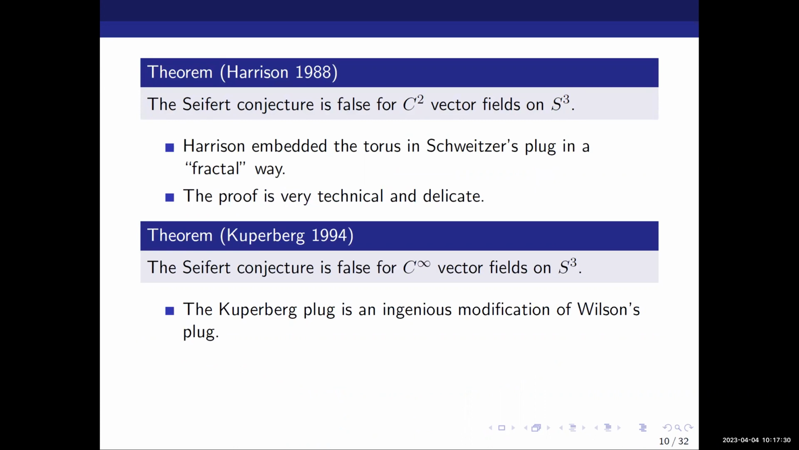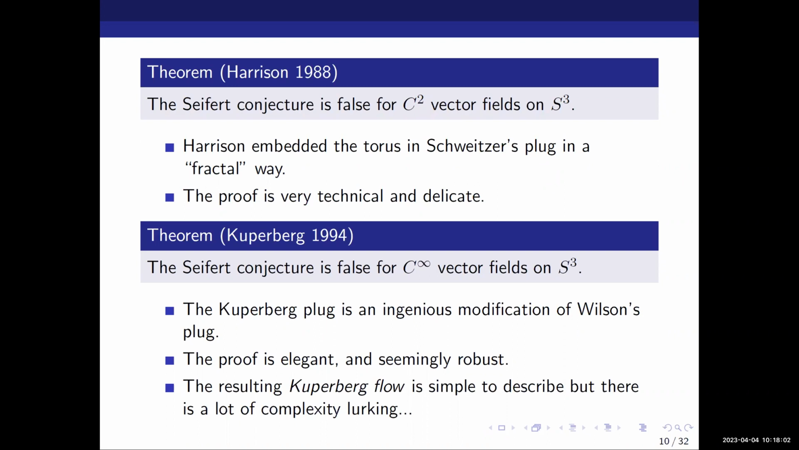So in contrast to the Harrison and Schweitzer papers, Kuperberg's paper is very short. And it's deceptively simple, and it seems to have a lot of possibilities for modification. It's not quite as specific to the assumptions as Harrison's and Schweitzer's are. So it's like I said, it's deceptively simple. There's some complexity lurking underneath the surface, which we want to explore a little bit.